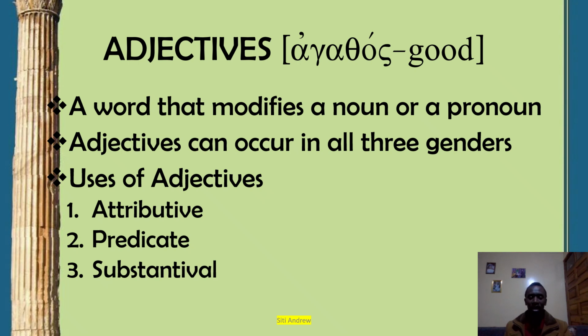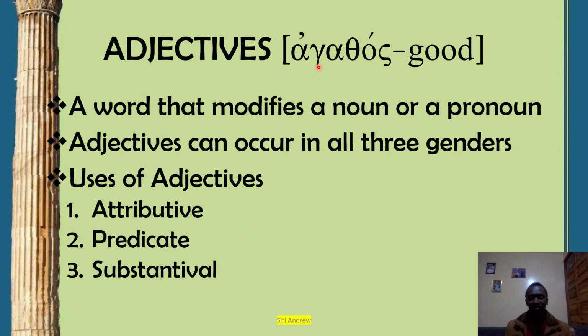And today I'll be speaking about adjectives. One of the things that you need to understand when we talk about an adjective is a word that modifies a noun or a pronoun. And we'll use the word agathos, which simply means good. So an adjective can occur in all three genders, whether it's masculine, neuter, or feminine.